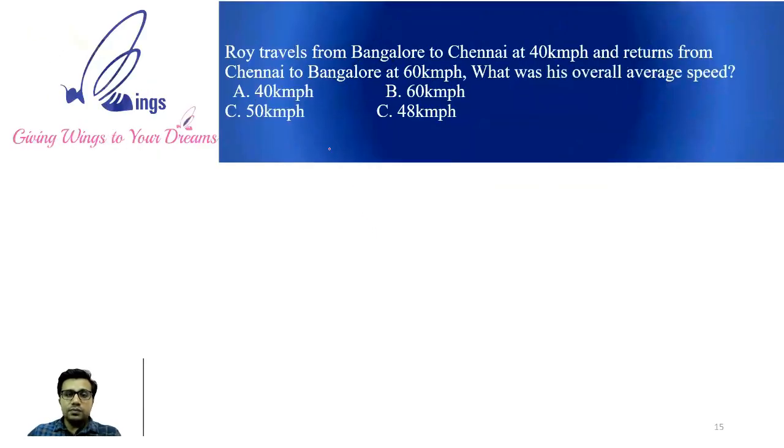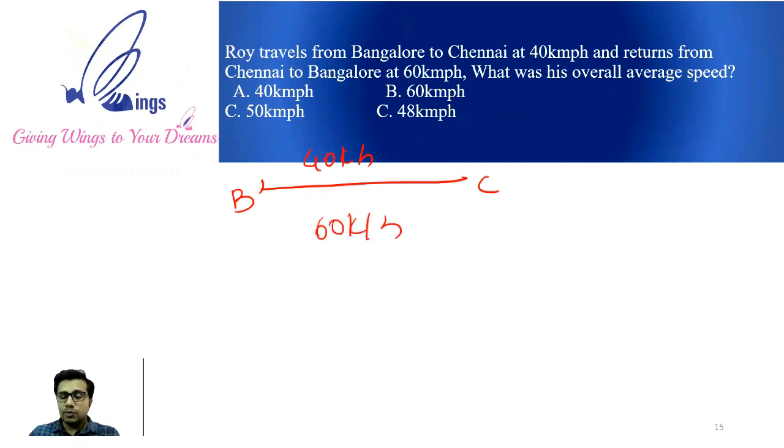Let's move on to the next problem. From Bangalore to Chennai, 40 kilometers per hour. But from Chennai to Bangalore, the speed was 60 kilometers per hour. Speed is given. But what we need is total distance and total time. Let's say from Bangalore to Chennai, the distance is d. Then what's the time? Distance and speed are given. So time is d by 40. Similarly, this side, the time is d by 60, because from Chennai to Bangalore also the distance is d only.